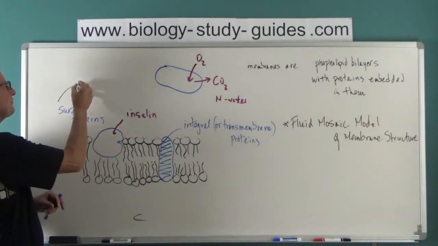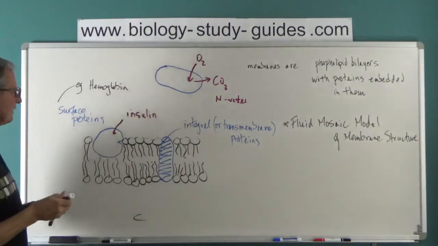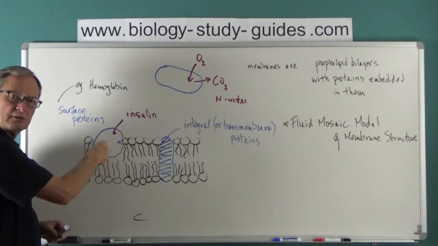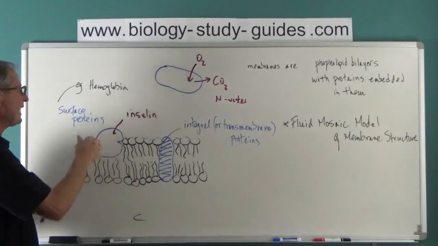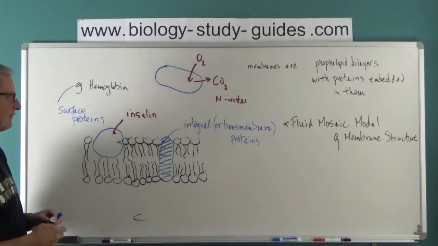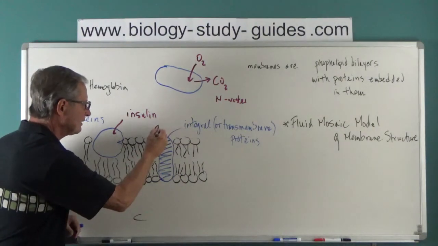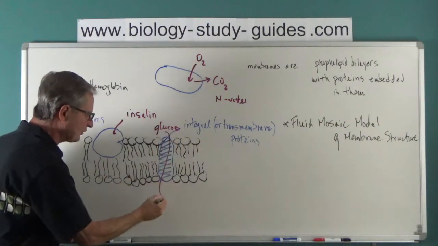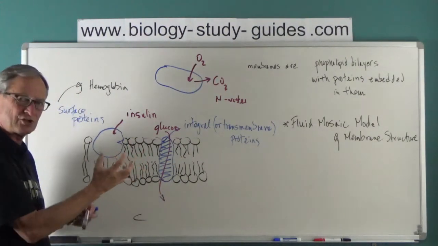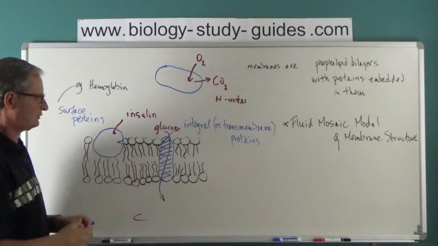Another example of surface protein would be hemoglobin. If this is a red blood cell, hemoglobin is a surface protein. It's quaternary structure, remember. It's on the outside. It actually attaches to oxygen molecules, and that's how oxygen gets transported through the environment. Things like glucose. Glucose will get through, I've said. But it has to sneak through with the use of a protein. It's too big to just sort of clumsily get through. It has to actually reshape that protein in order to get through.